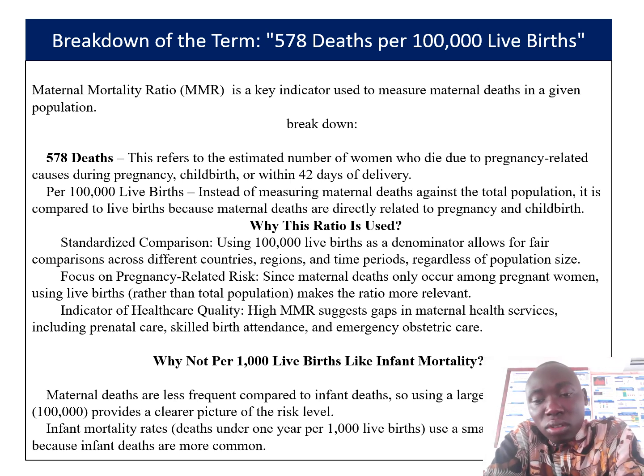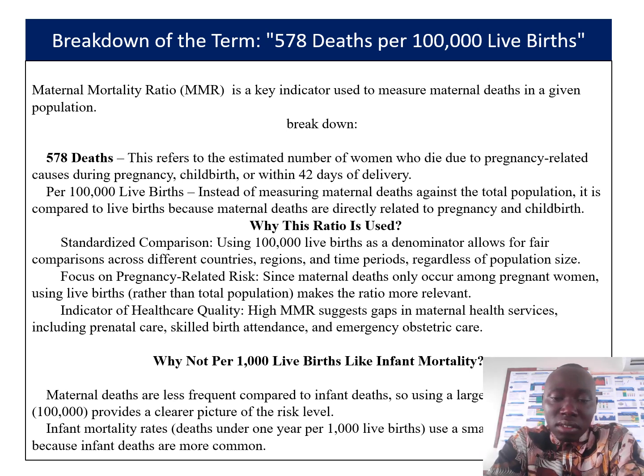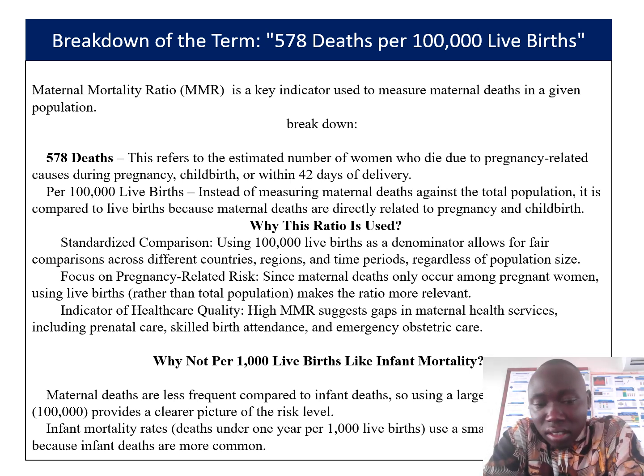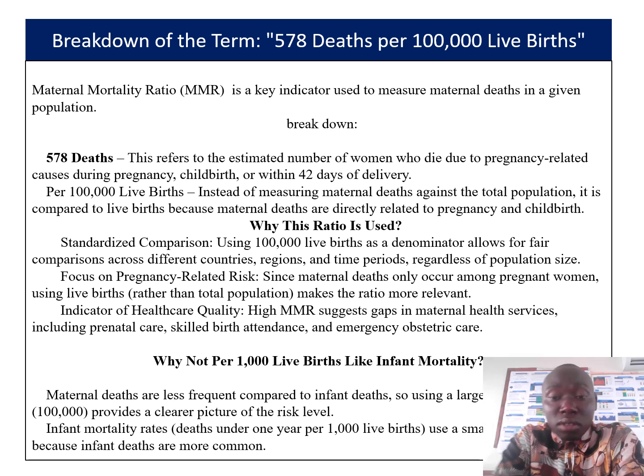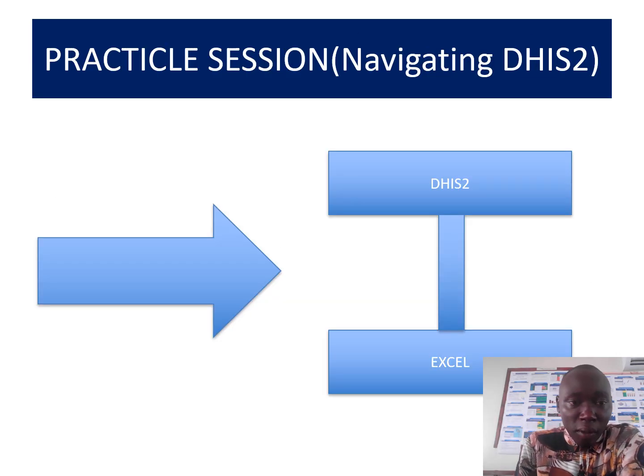Since maternal deaths only occur among pregnant women, and other women are not affected by this, it makes the ratio more relevant, okay? It is an indicator of healthcare. So when you look at this calculation, we don't look at our country here. It's global. That's why this breakdown is coming out. Okay, so let's get into some things more.